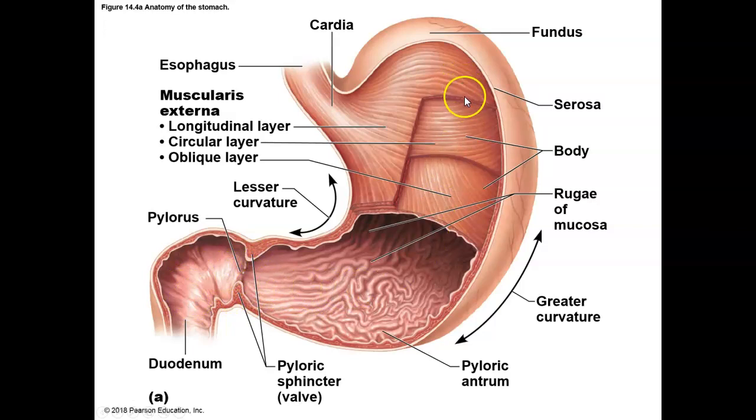I told you that there are 3 layers of smooth muscle at certain regions of the GI tract, and it's the stomach that I'm talking about. So you have an oblique layer, a circular layer, and a longitudinal layer of smooth muscle that allows for that churning.